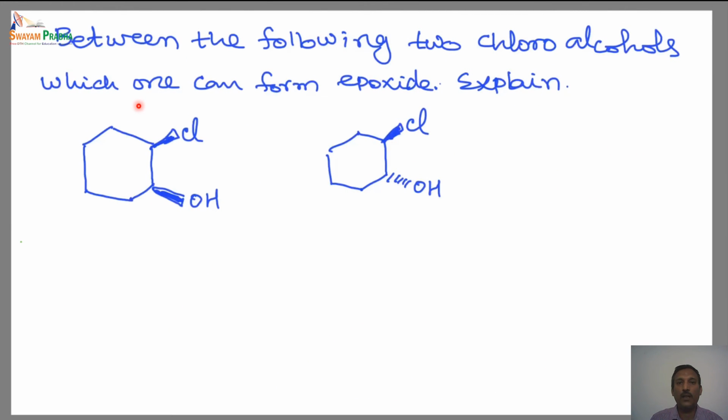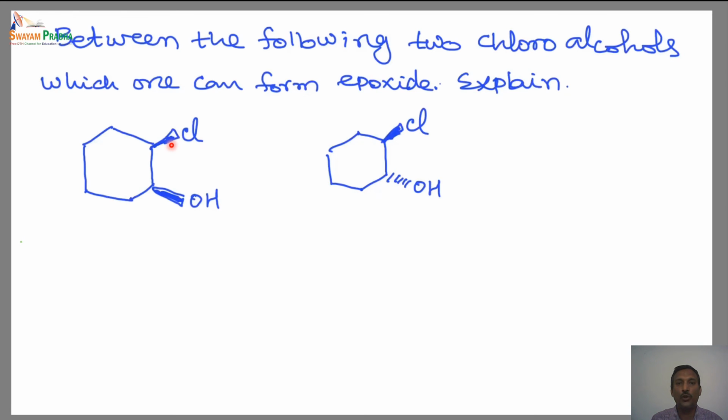Now we are going to look at another set of compounds. Here, between the following two chloroalcohols, which one can form an epoxide, and explain. We have a chlorohydrin. So this compound is a cyclohexyl derivative, and we have a chlorine here, we have a hydroxyl here. We again have a chlorine here, we have a hydroxyl here. Stereochemistry of these two carbons is given here. So from this we have to identify which one will give the corresponding epoxide, which one will not give the corresponding epoxide.